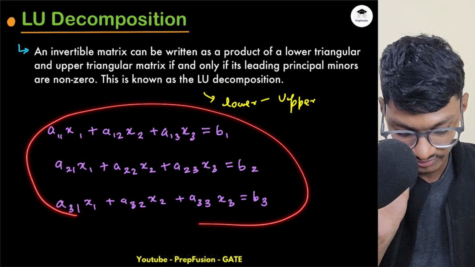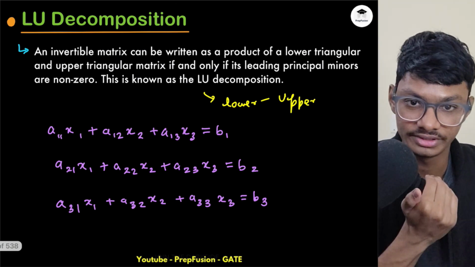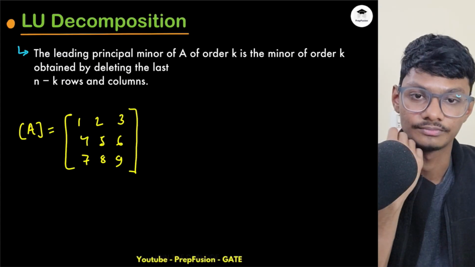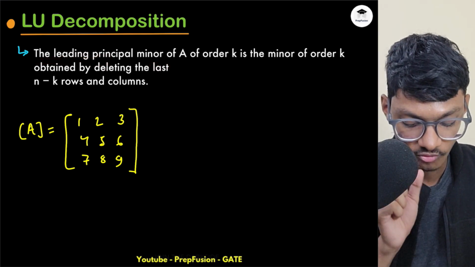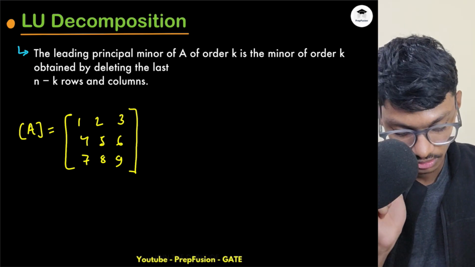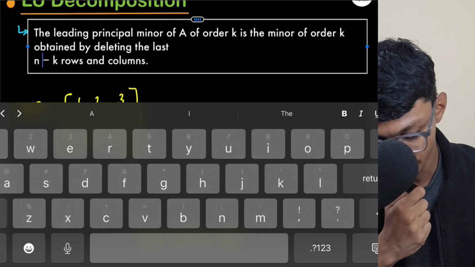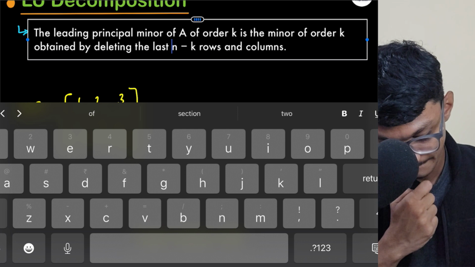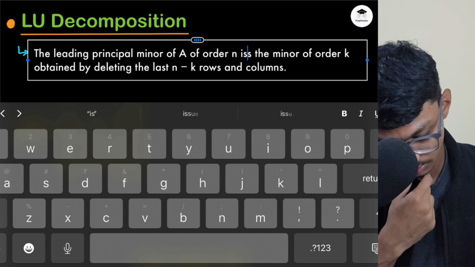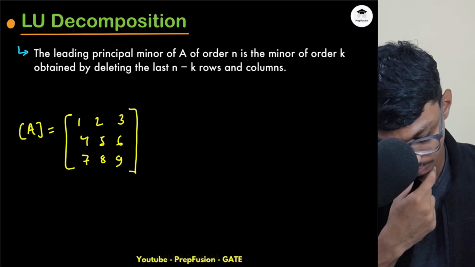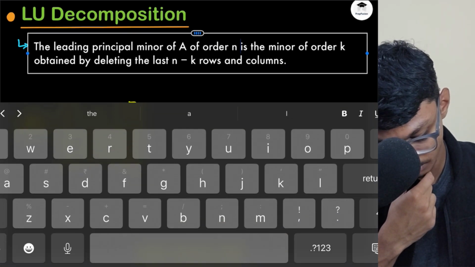So basically I have this equation, right? A non-homogeneous equation. Before solving this, I want to tell you what this principal minor means. The leading principal minor of order k, where k is 3 up here, is the minor of order k obtained by deleting the last n minus k columns. I think this should be written as order n. Sorry, this is order k because this is talking about the minor itself.